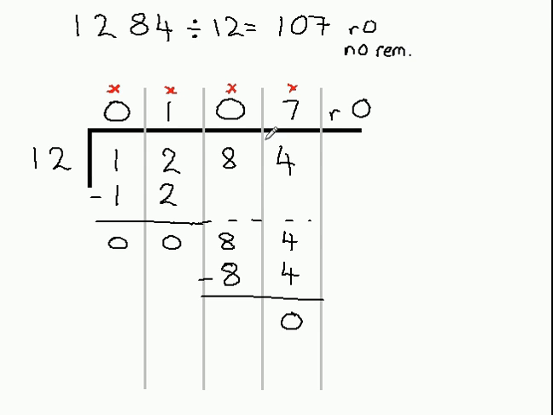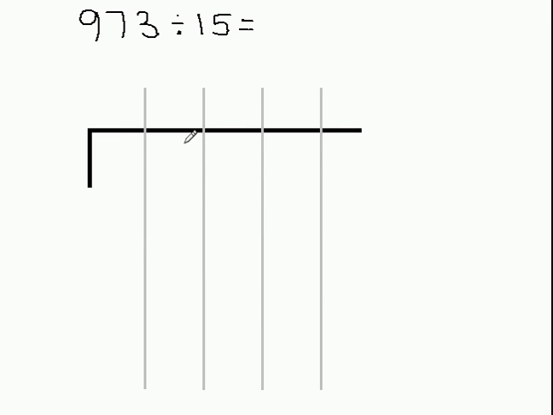Let's have a look at one that does have a remainder. So this one, the 973 being the first number, goes in there, strange looking 7, and the 15 goes out the front. Doing it column by column, we'll do this column first, where the 9 is. How many 15s can I get out of 9? Well, I can't get any. So I just leave that column and I move over to the next one.